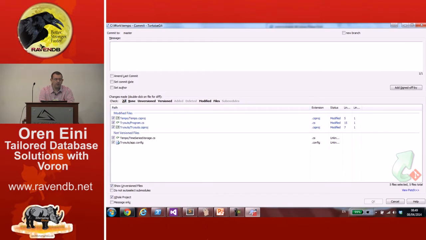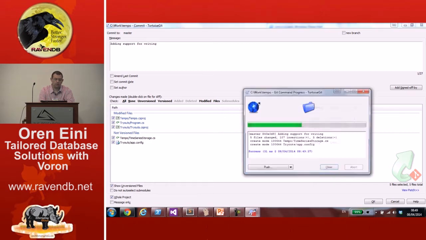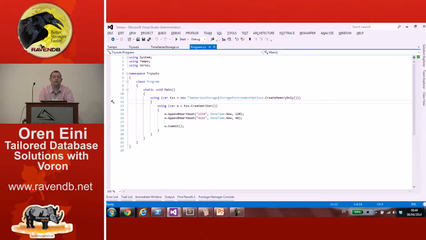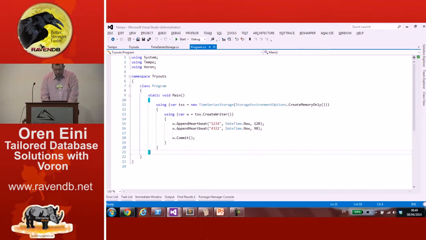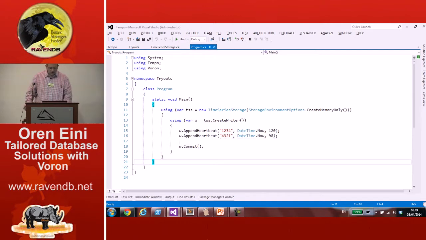By the way, everything here is available on GitHub. You can go to the tempo repository, and everything will be available after the talk. So now we have writing. That's great. By the way, you may not have noticed, but I did something very interesting here. I support the notion of batching. And how do I do that? When we have a writer, everything inside this writer happens in a single transaction. So those two would be written at the same time.